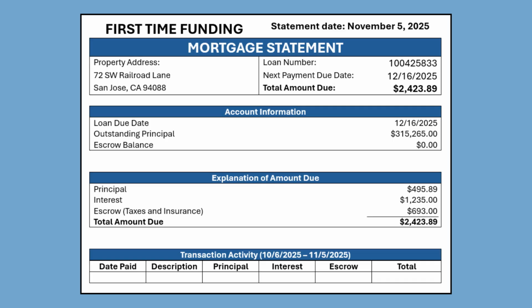The first loan payment was made on November 16th. We're going to use the mortgage statement from November 5th to know how to split the total payment of $2,423.89. The mortgage statement shows that $495.89 goes to the principal on the loan, $1,235 goes to interest, and $693 goes to escrow.